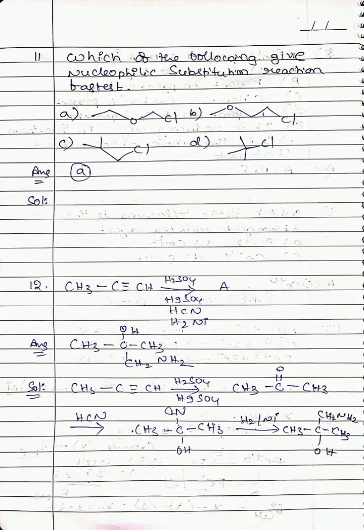The primary alkyl halide. For an alkyne, a series of reactions they are asking: mercuration, demercuration, followed by addition of HCN and then reduction. It's an easy one. You can expect the product easily, and here is the solution.